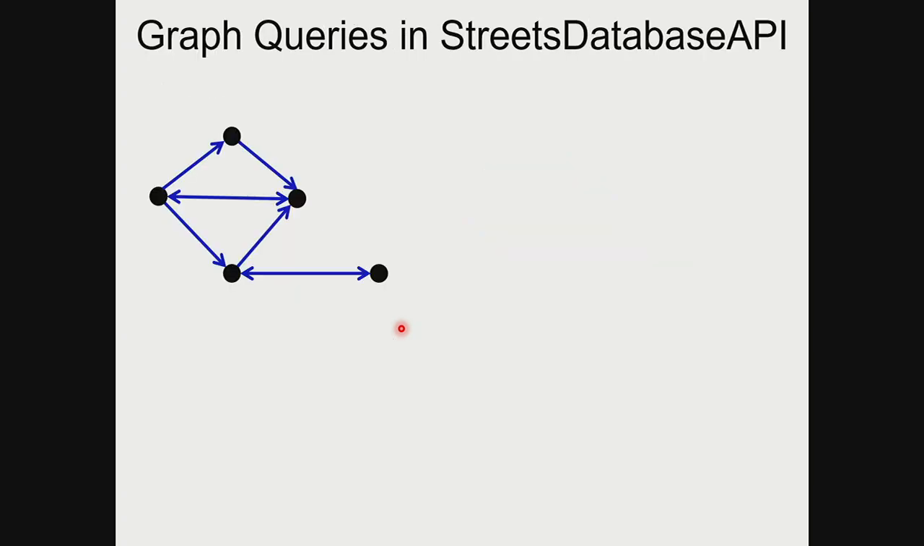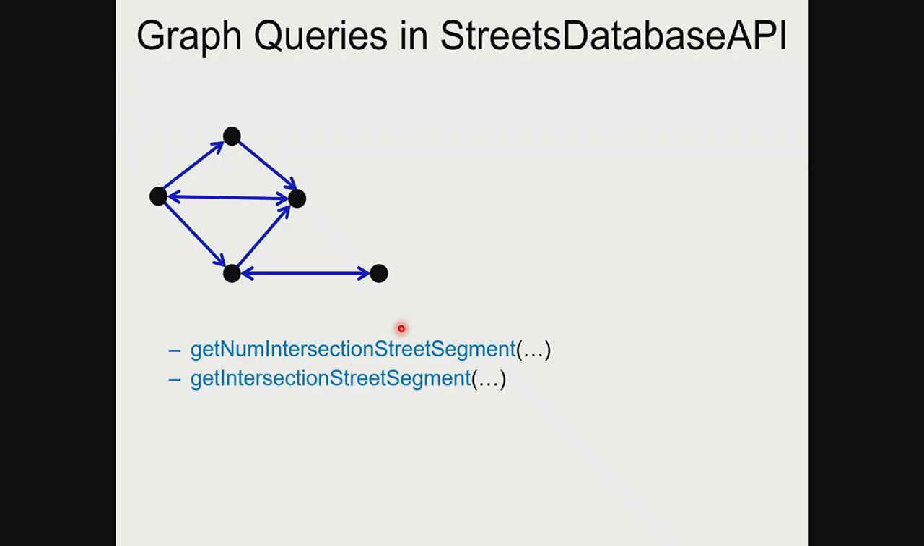Okay, so when you query from the Street Database API, you will find several functions, as I talked about earlier. For example, getNumberOfIntersectionStreetSegments gives you all the edges that are connected to that intersection. In most cases, an intersection has 4 street segments. Some of them might have more, some of them might have less. Then you can get the street segments associated with that intersection.